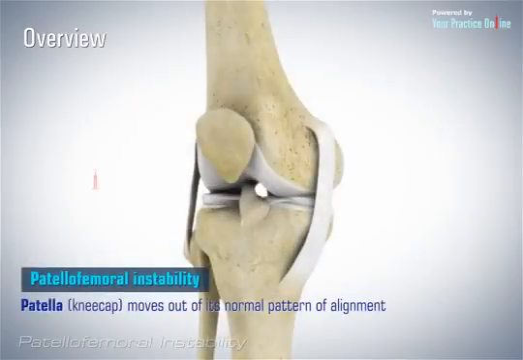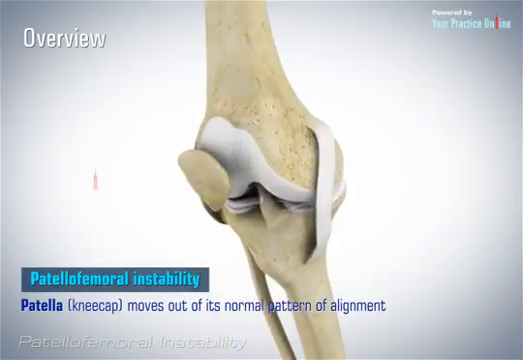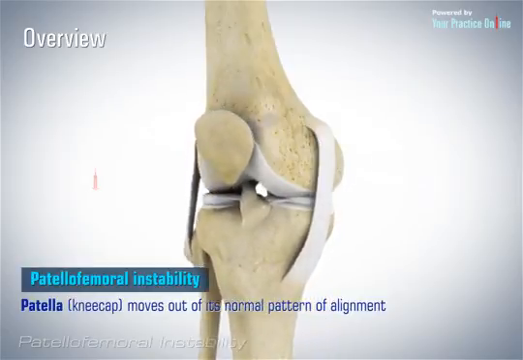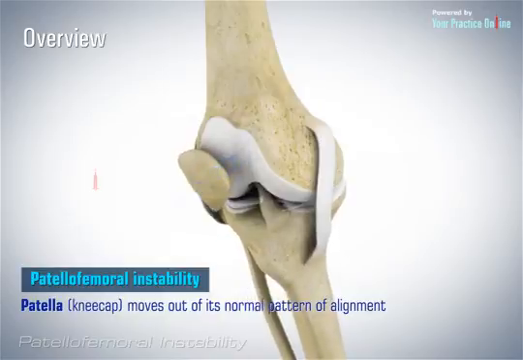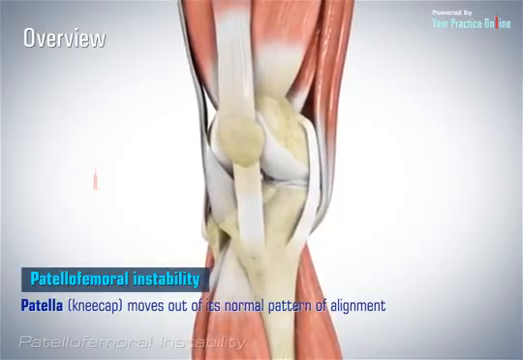Patello-femoral instability means that the patella, kneecap, moves out of its normal pattern of alignment. This misalignment can damage the underlying soft structures, such as muscles and ligaments that hold the knee in place.